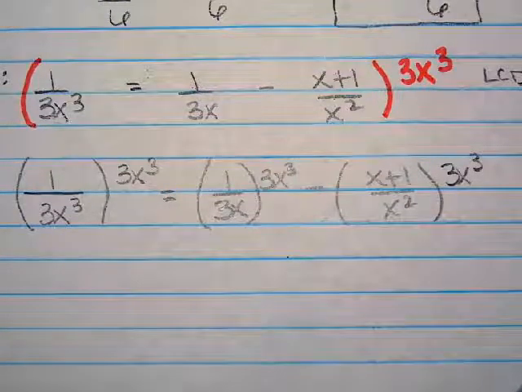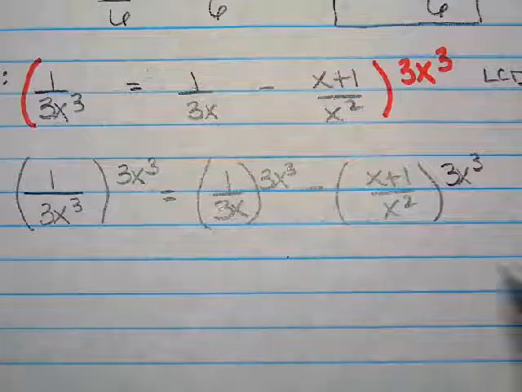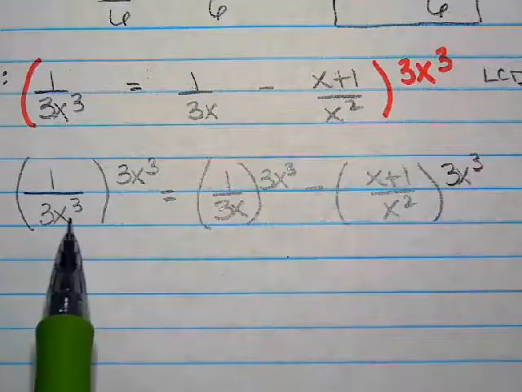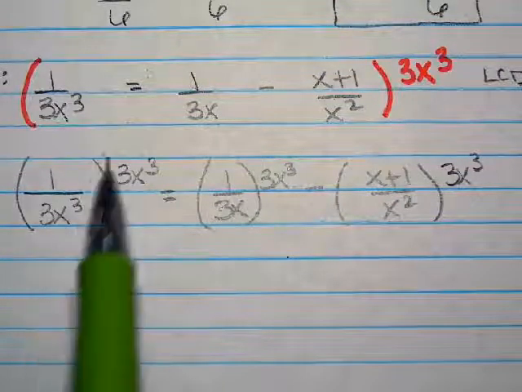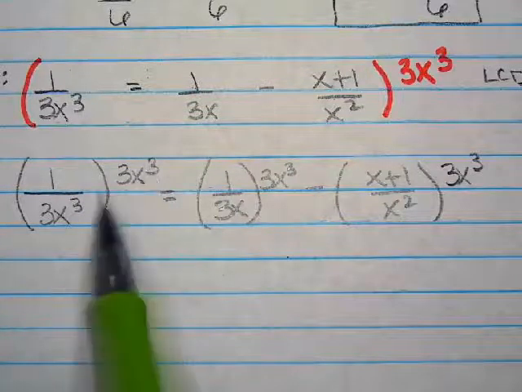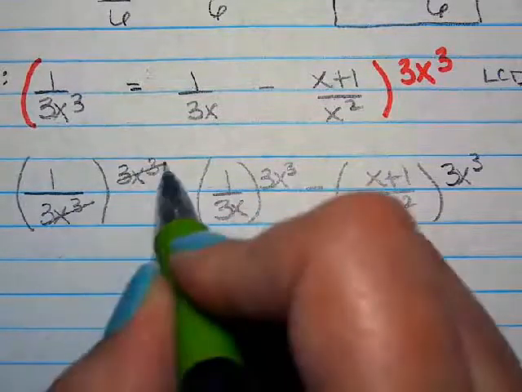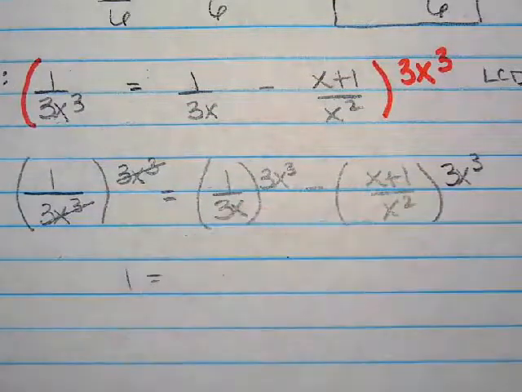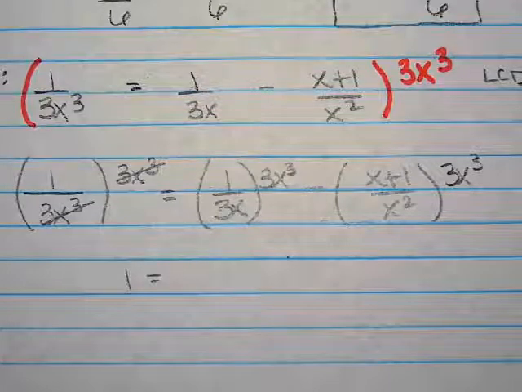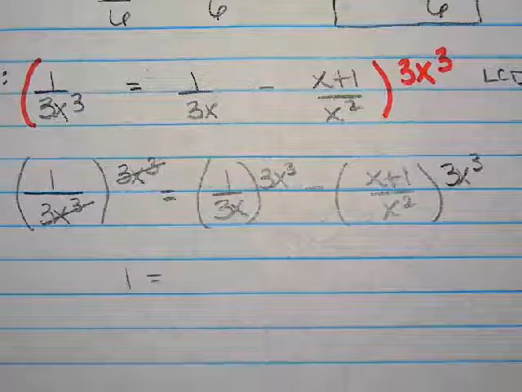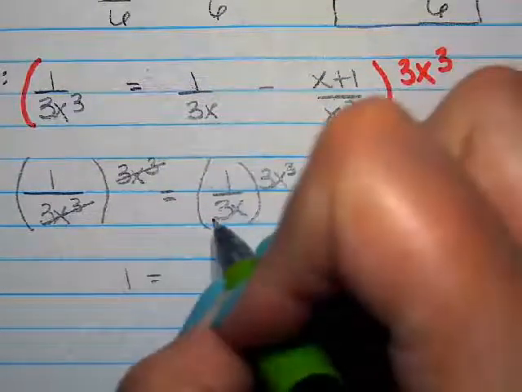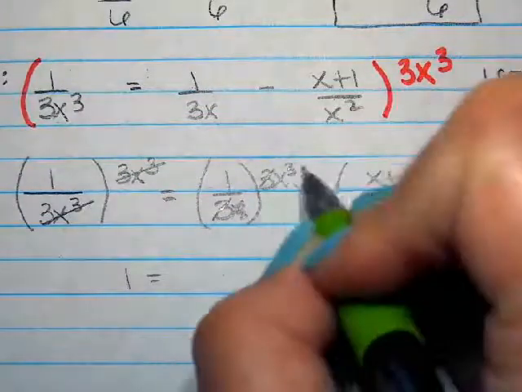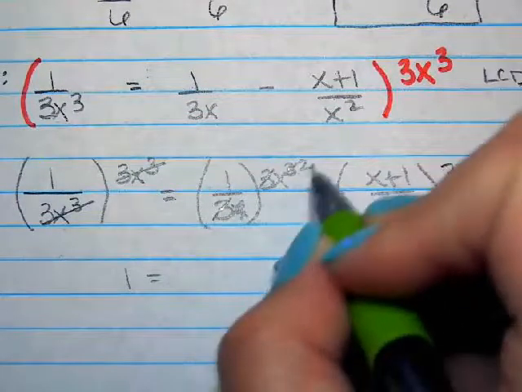All right. So with the first one, what happens? They completely cancel. 3x squared and 3x squared, they completely cancel. What do they leave behind? A 1. All right. With the second one, they do not completely cancel. What gets left behind? An x squared. So the 3's cancel and one of the x's cancels, but it leaves an x squared behind and you get 1 times x squared. So x squared gets left behind.